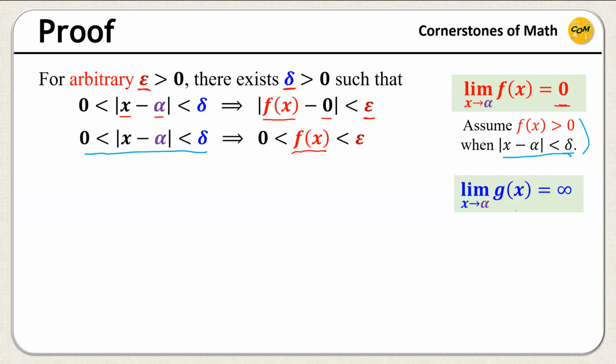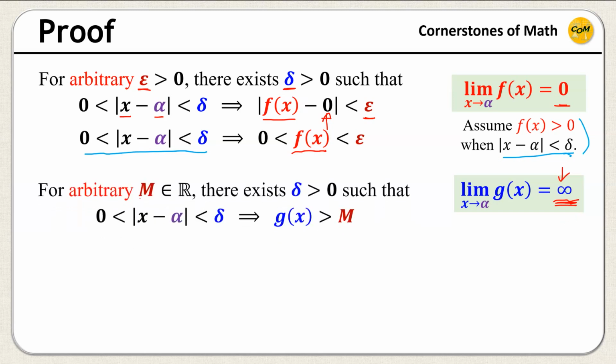Now for g(x), the given limit is a diverging limit where the value 0 is replaced with infinity. How can we express this divergence to infinity using a similar notation as above?